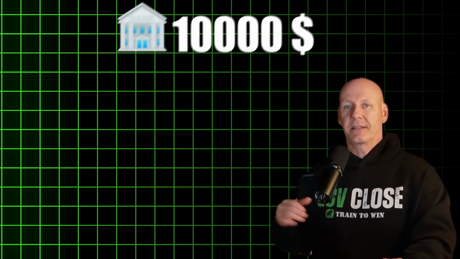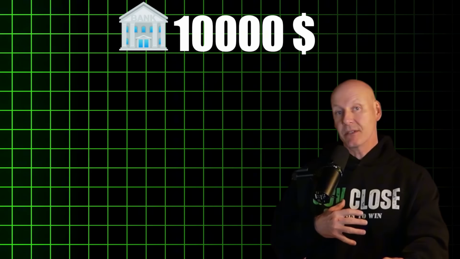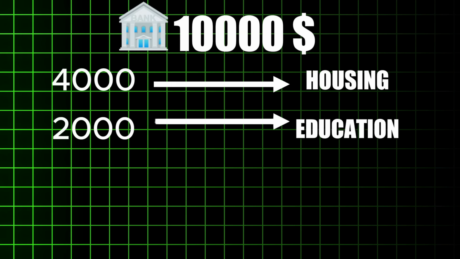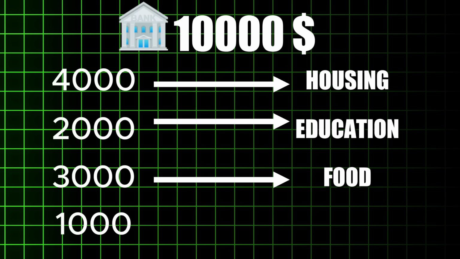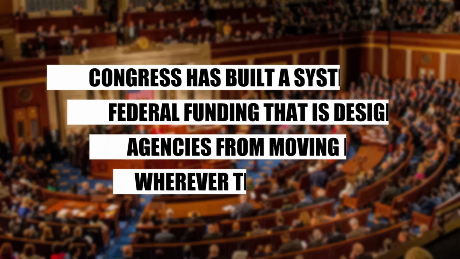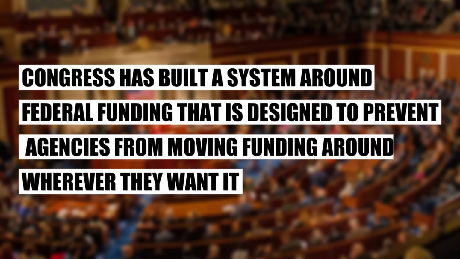Let's say I've got $10,000 in the bank and my budget says $4,000 is going to go to housing and $2,000 for education, $3,000 for food, maybe $1,000 for a car payment. But if I want to take $2,000 from my tuition fund and throw it at a car payment, I just pull out my phone, move the money with a couple buttons, and I'm done. But the federal government can't do that, because Congress has built a system around federal funding that is designed to prevent agencies from moving funding around wherever they want it.